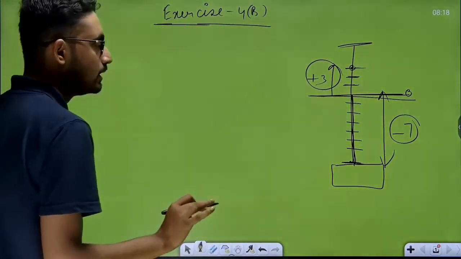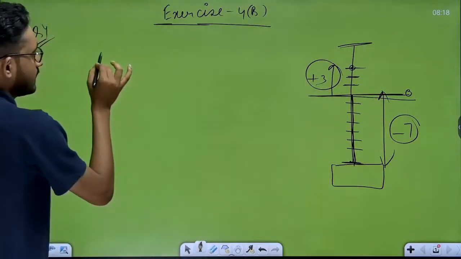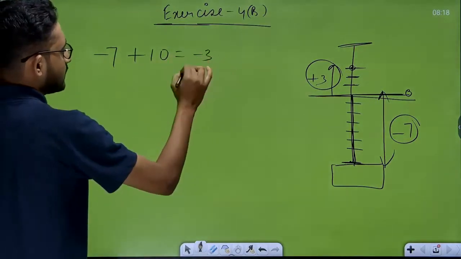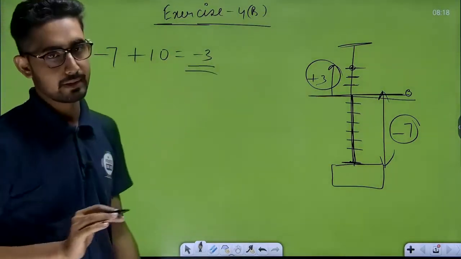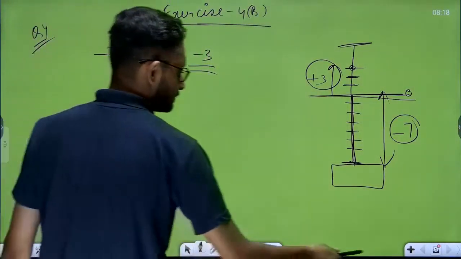That is your complete answer. If you want to write it as a proper sentence, you write it like that. Otherwise you can write it like this: -7 + 10 is equal to +3. And write the answer properly also. Okay, very simple question. Now we'll move to the next question.